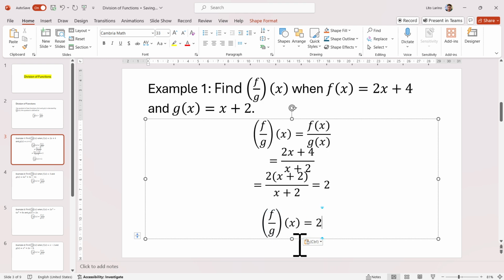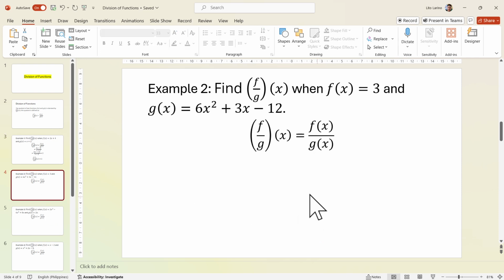Okay, so the quotient between f of x and g of x, or f of x over g of x, is 2. What did we do? We factor out the numerator to look for the common factor, and we found it: it's x plus 2. Over x plus 2 is 1. What remains is the common monomial factor, which is 2. Thus, f over g of x is equal to 2. Again, we factor out to simplify our expression. Let's have example number 2.